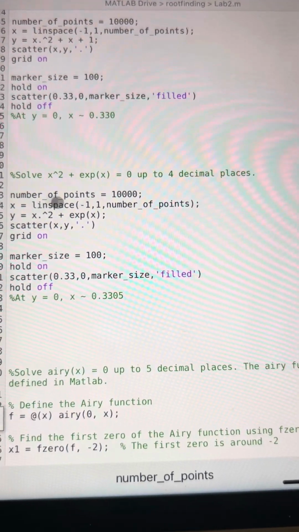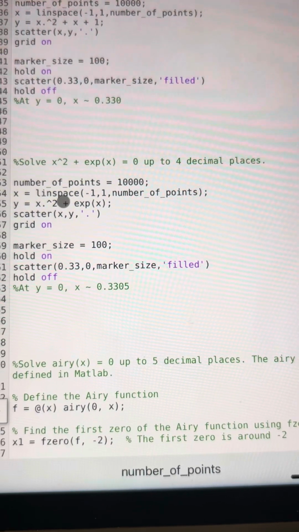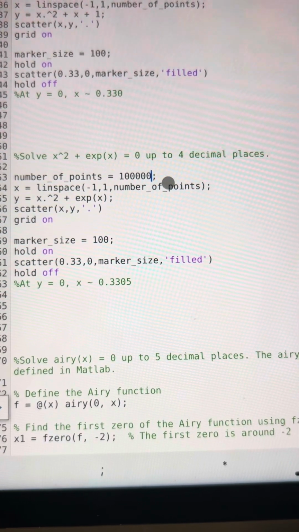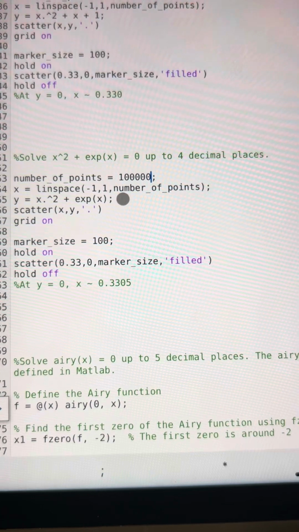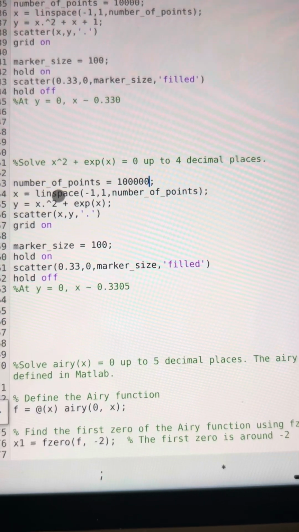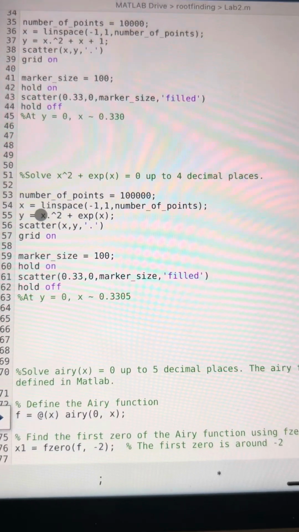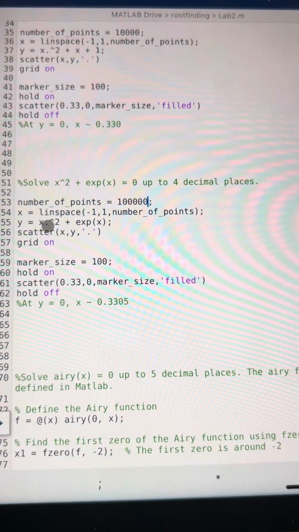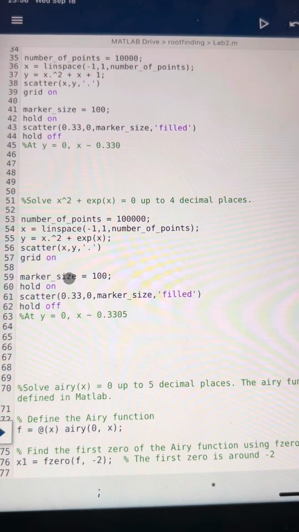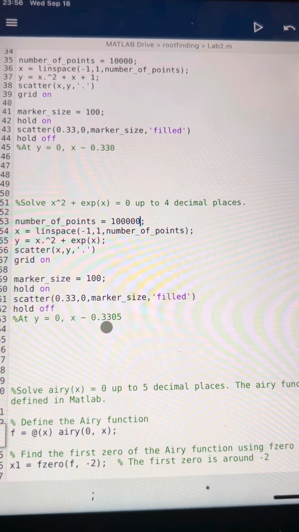Same with part 4, it asks us to solve x squared plus the exponent of x is equal to 0. So it asks for 4 decimal places. Sorry, the number of points is going to be 100,000, because it's asking for x up to 4 decimal places. So with this problem, we changed the y to be equal to this left side of the equation, scattered the plot, and we saw that at y, x was about 0.3305.